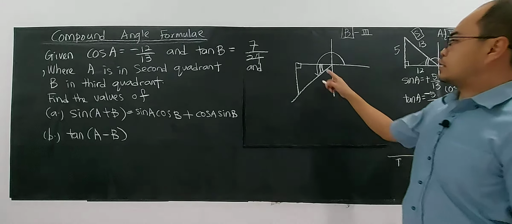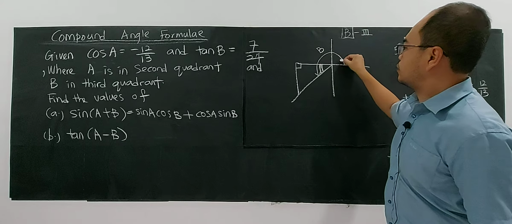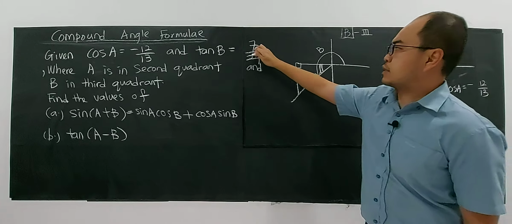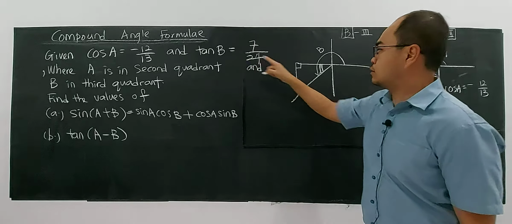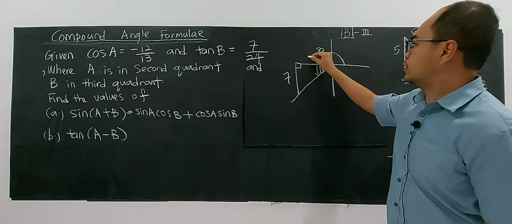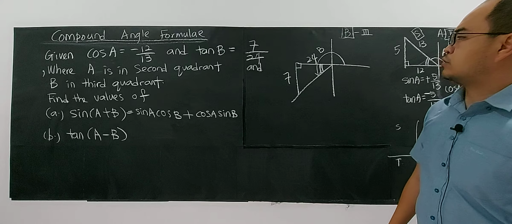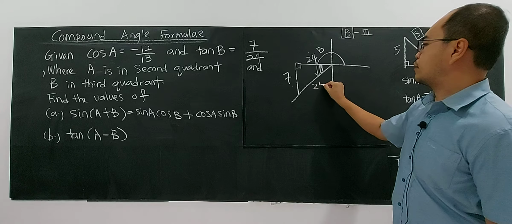So look at this one, the angle here, this is your B. So this means, what is the opposite? That's 7, right? Tangent is opposite over adjacent, so 7 over 24. So based on trigonometry, you know that 7, 24 will give 25, right?